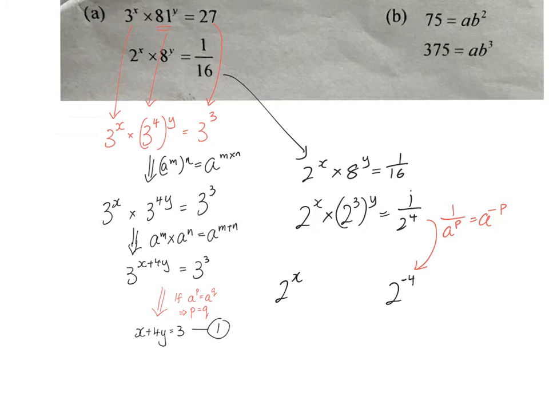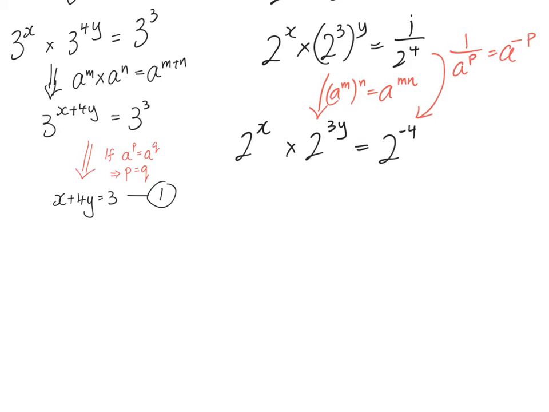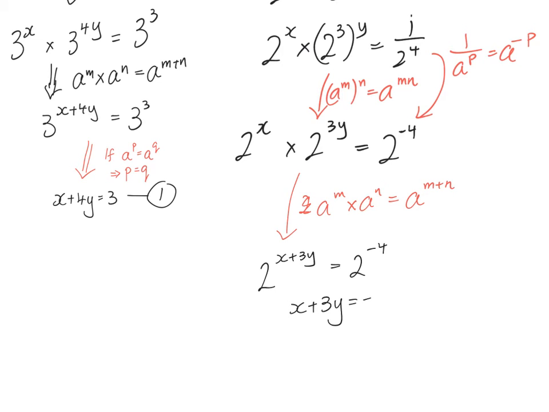2 to the power x, using the fact that (a^m)^n is just a to the power of mn, this is just 2 to the power of 3y equals 2 to the power negative 4. Using the law a to the power m times a to the power n is a to the power m plus n, this will give me 2 to the power of x plus 3y equals 2 to the power negative 4, and I have x plus 3y equals negative 4, equation 2.